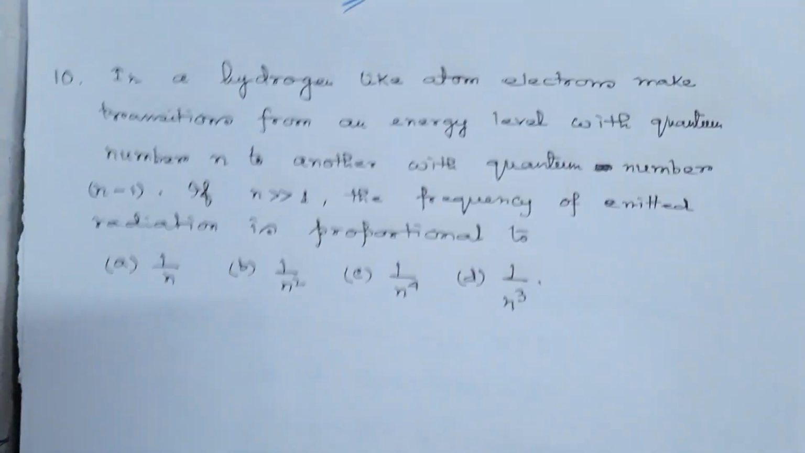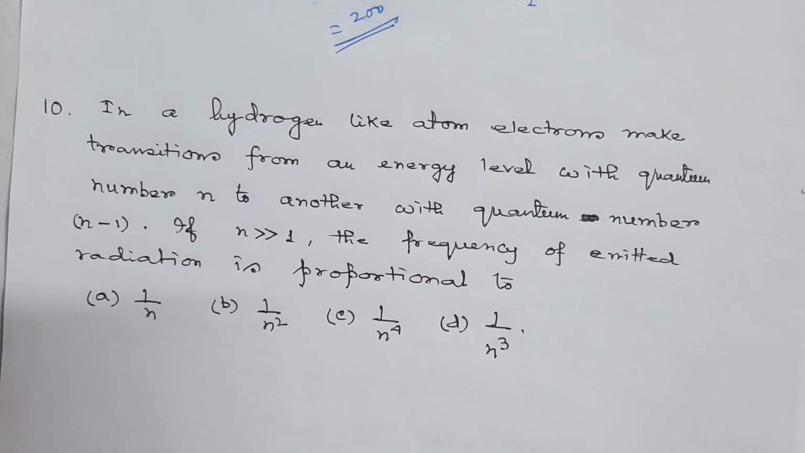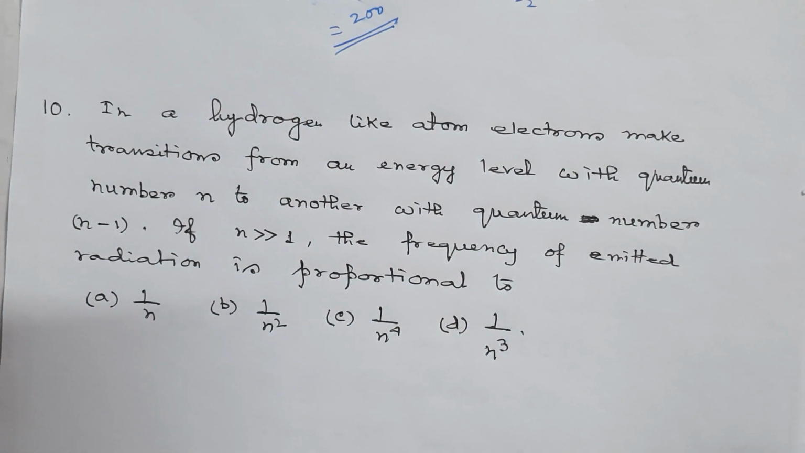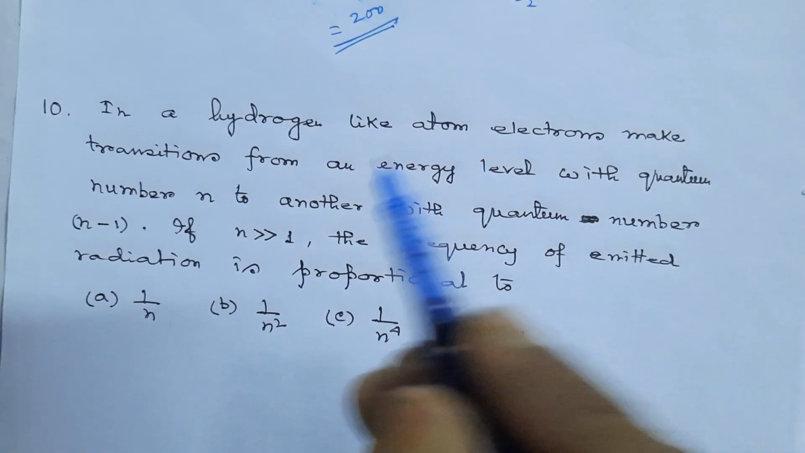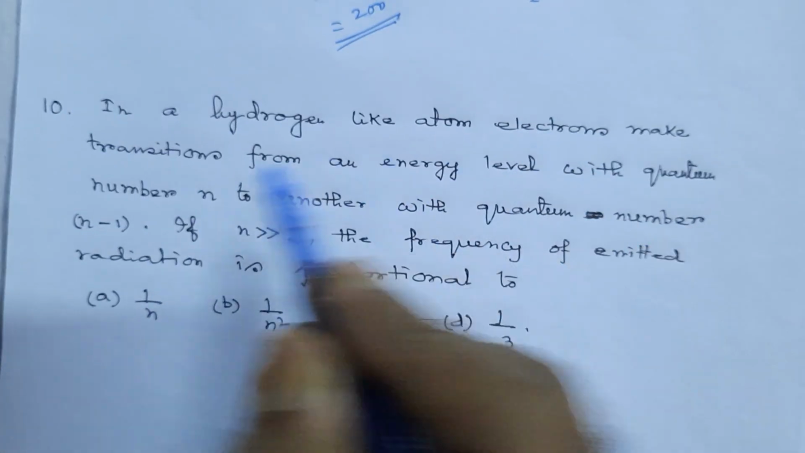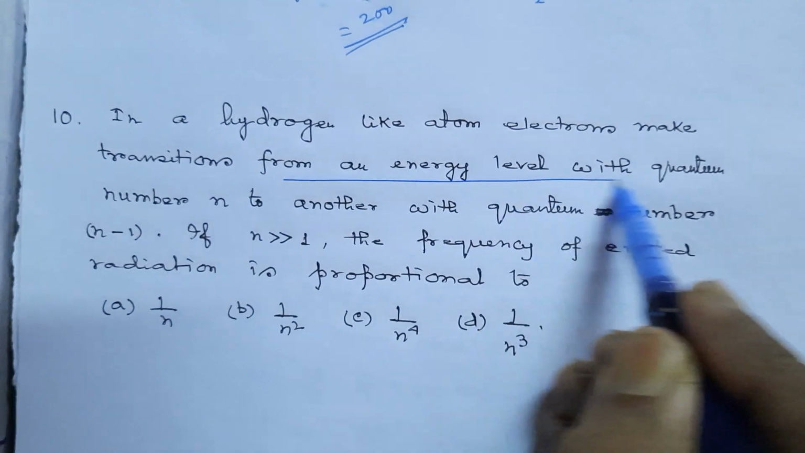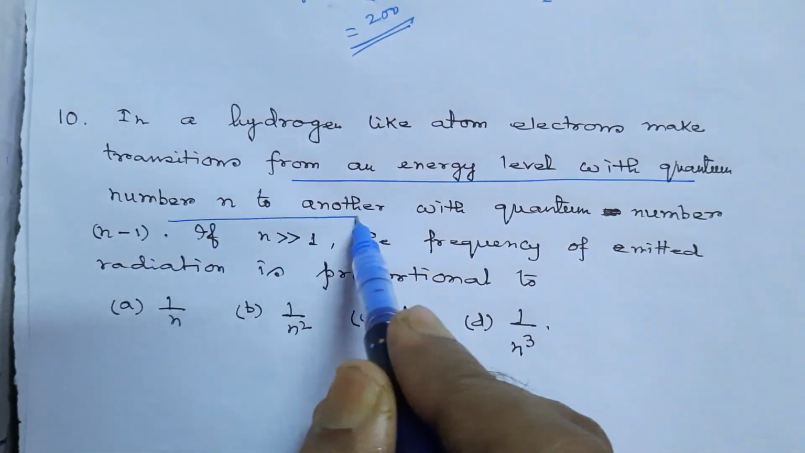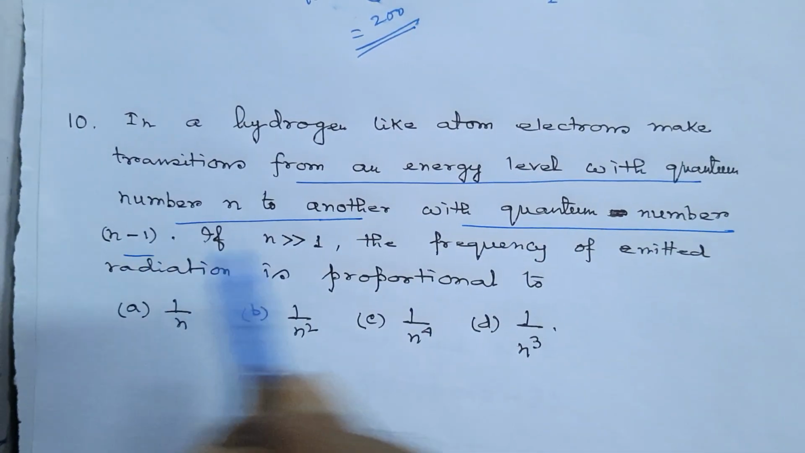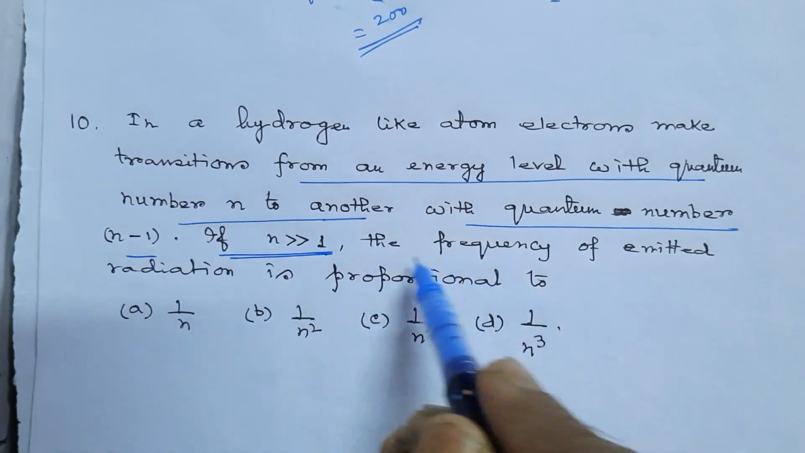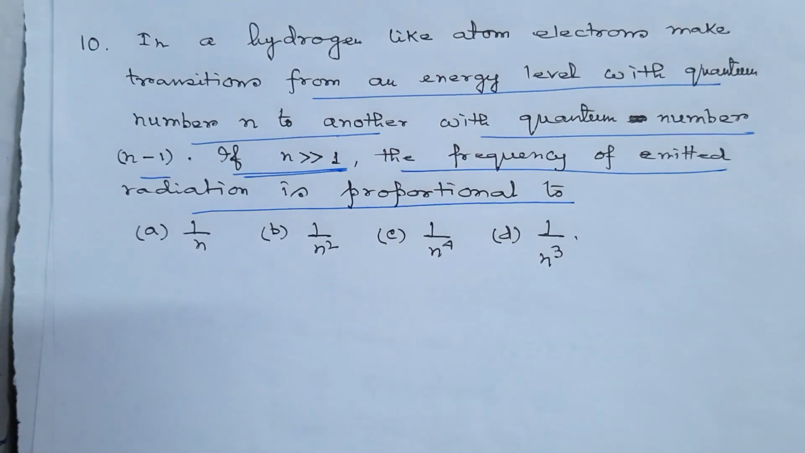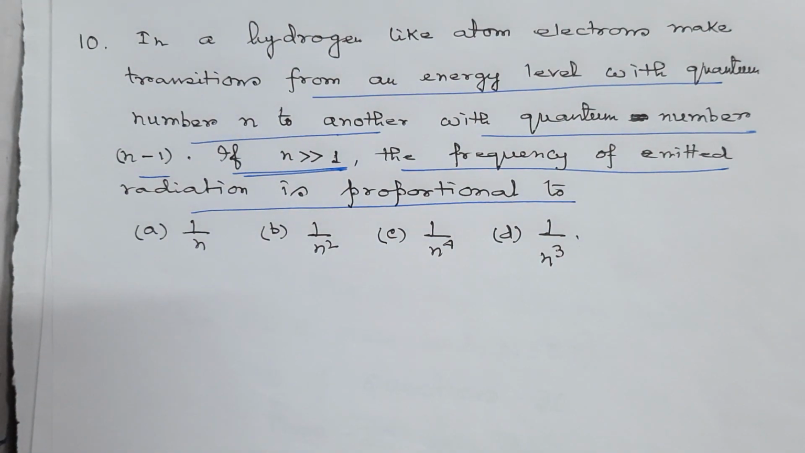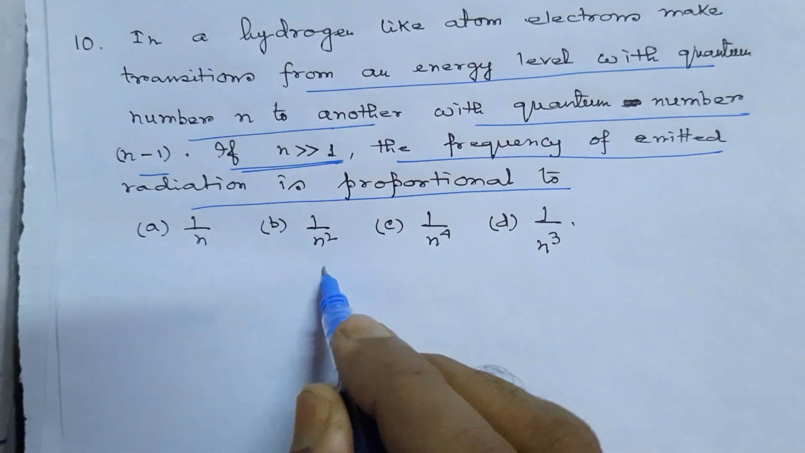Let us see question number 10 now. It is a question from the hydrogen atom problem. In a hydrogen-like atom, electrons make transitions from an energy level with quantum number n to another quantum number n minus 1. If n is greater than 1, the frequency of emitted radiation is proportional to what. We know the expression of wave number. Let us start from there.